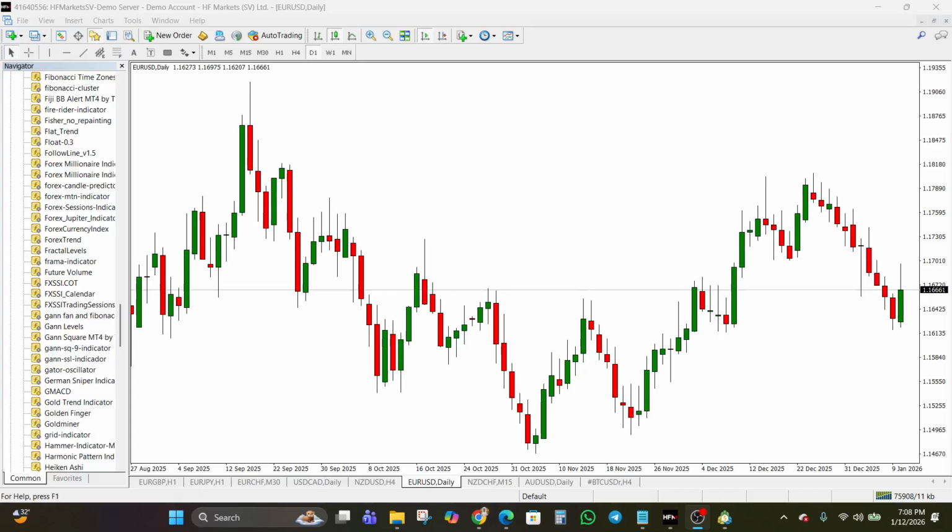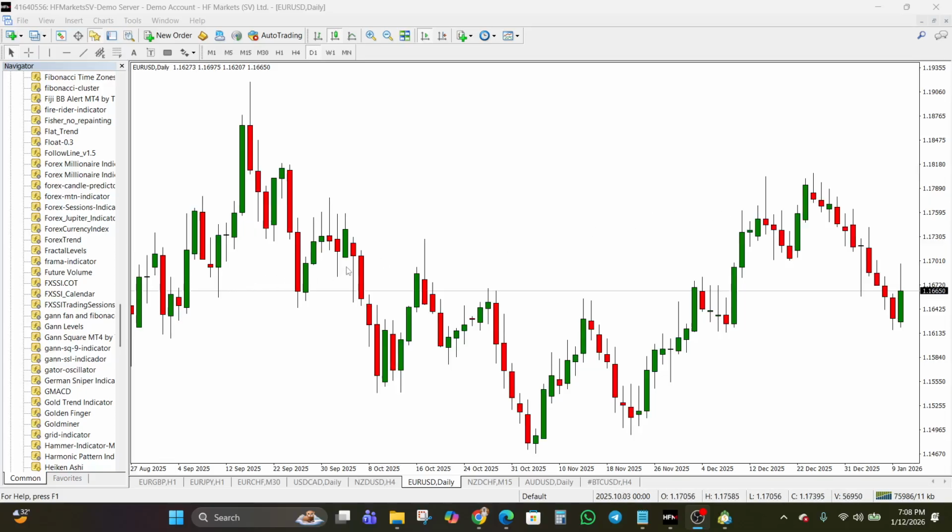In this video, I am going to be showing you how to use the Gann SSL indicator for MT4 and MT5. My emphasis is going to be on the MT4 version. So if you want to download either of the versions, just check the description below. You're going to find the link to download the MT4 version and the MT5 version as well.